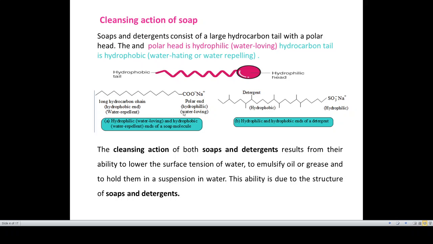So in aqueous solution, the surfactant molecules, that is the soaps and detergents, tend to form the micelle structure, which makes them keep together and align themselves in a circular fashion. Later, they are removed by the mechanical scrubbing or the washing.